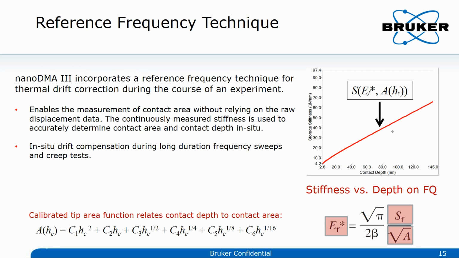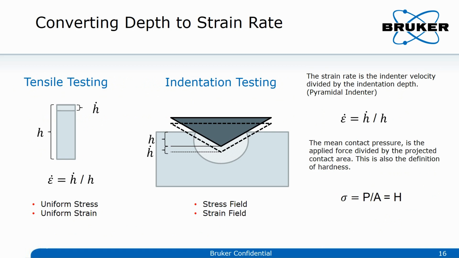The nanoDMA 3 mode incorporates a reference frequency technique for thermal drift correction during the course of an experiment. On the right hand side, the stiffness versus the contact depth on fused quartz is shown as a room temperature experiment, and it shows that there is an identical relation between the contact depth and the stiffness of the system. Now, by monitoring the stiffness of the contact during the experiment, we are able to tell how deep we are in the sample. In the following, I want to discuss how a strain rate is determined in an indentation experiment.